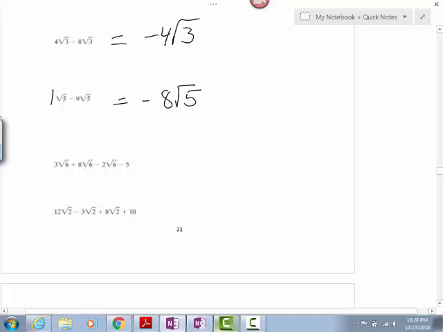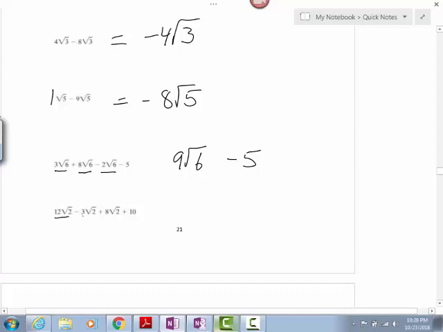Now, for the next problem, again, I'm going to worry about combining my like terms. Well, that one, this one, and this one are all like terms. So 3 plus 8 is 11. 11 minus 2 is 9 square root of 6. And I still have that minus 5 right there. Okay.